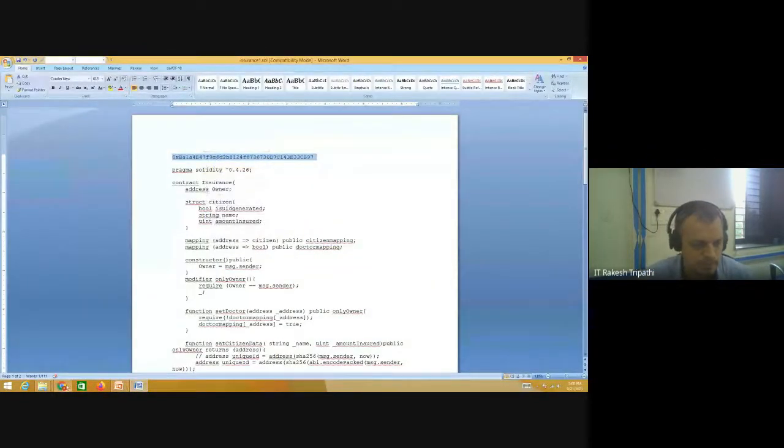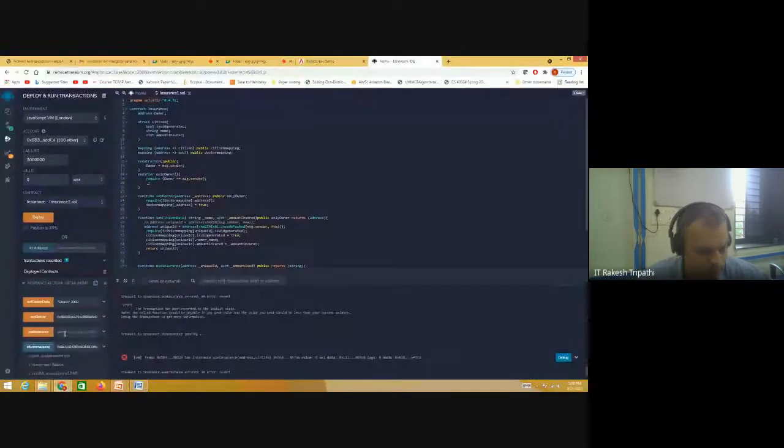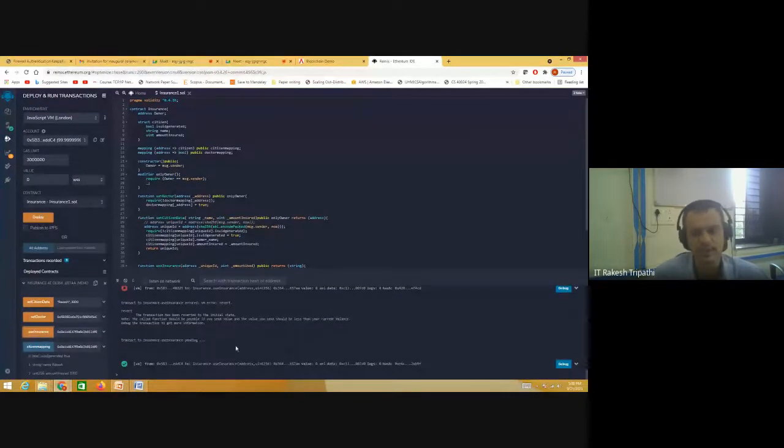Copy. You are getting the point of what is happening. You have to execute this from this account. Use insurance. So this is the way I have used insurance. Insurance cannot be used from this one. It has to be used from the doctor's account only. If I debug this, what has happened?